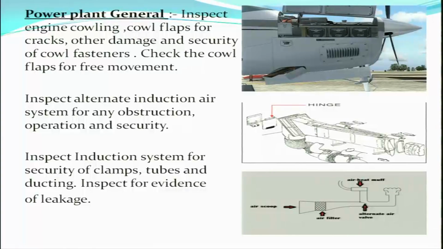Inspect induction system for security of clamps, tubes and ducting. Inspect for evidence of leakage. So the induction system has to be checked for security of clamps, tubes and ducting, and there should not be any evidence of leakage.